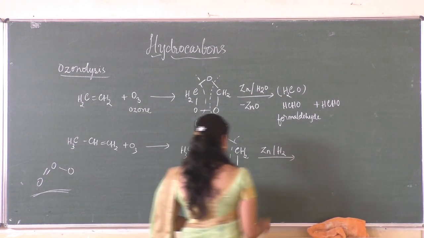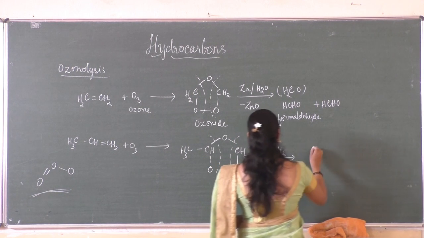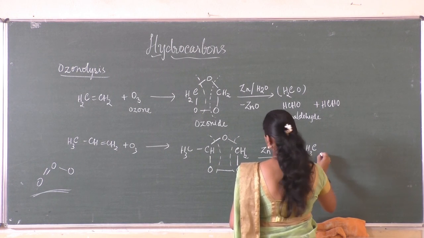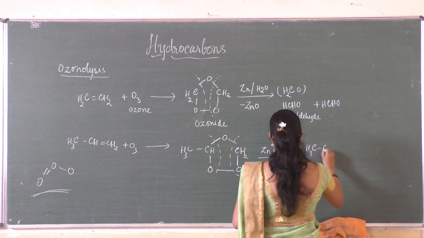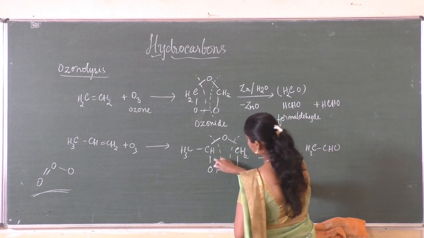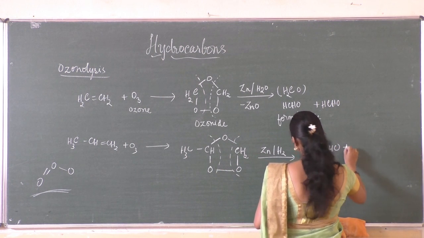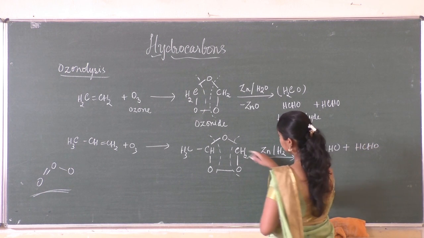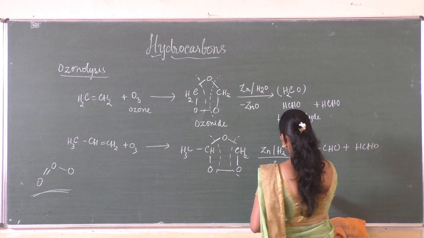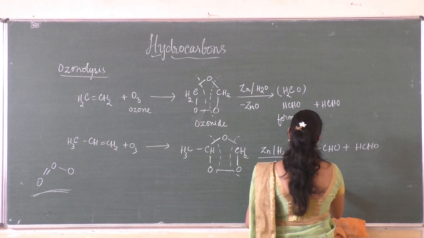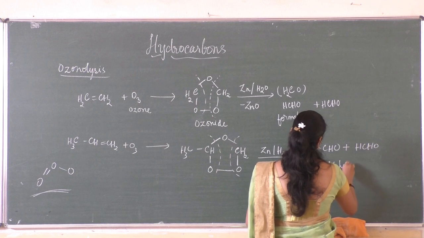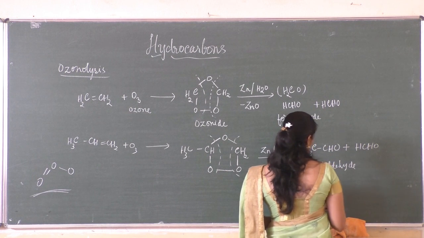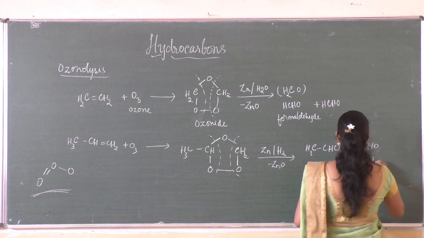So it forms CH3 CHO, an aldehyde, then HCHO, then ZnO. So this is acetaldehyde, or ethanal, and this is formaldehyde.